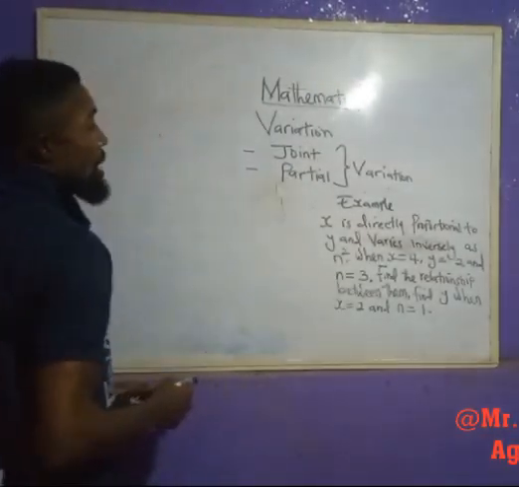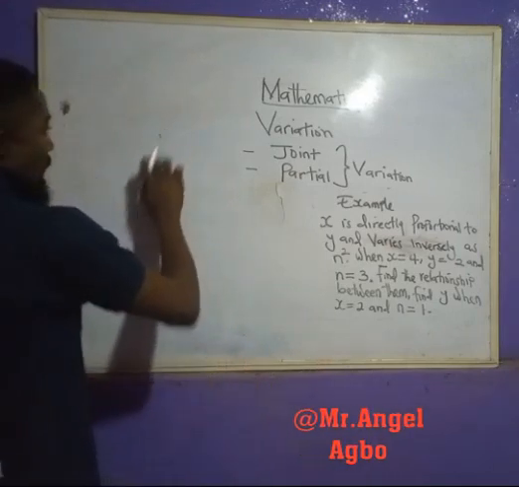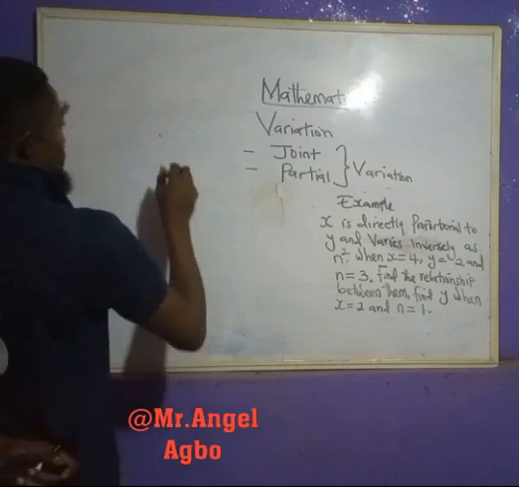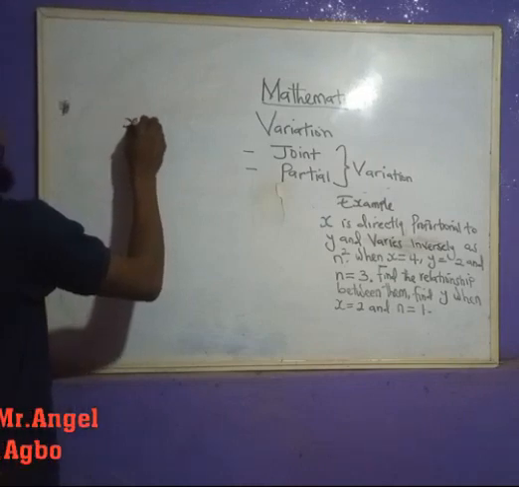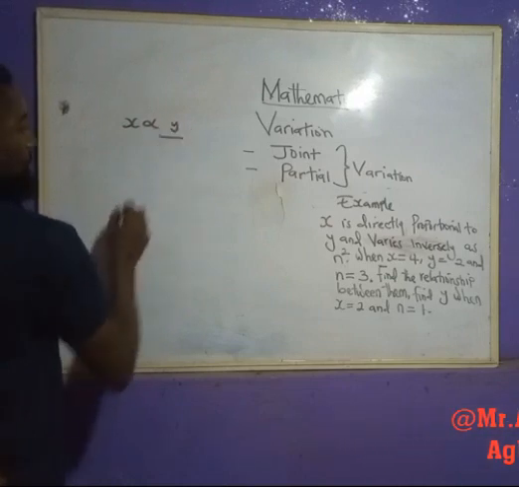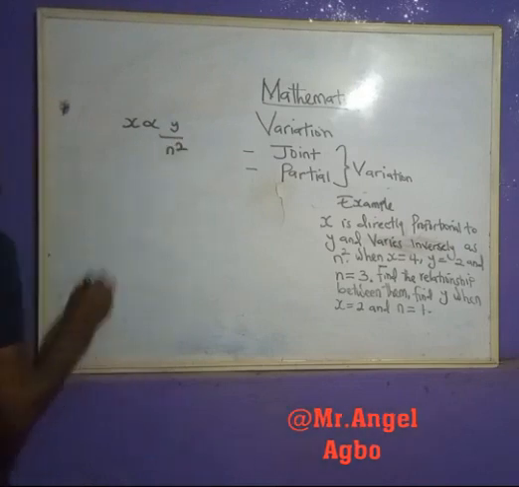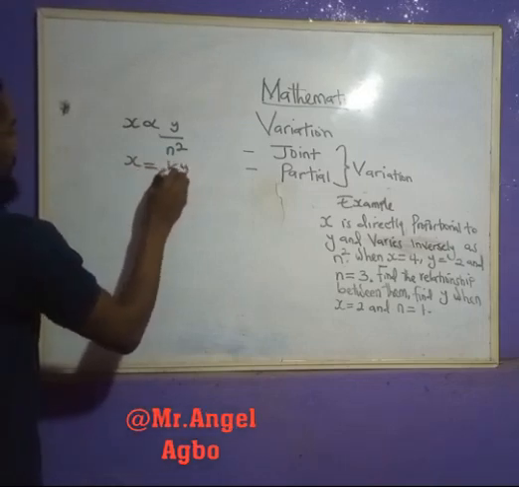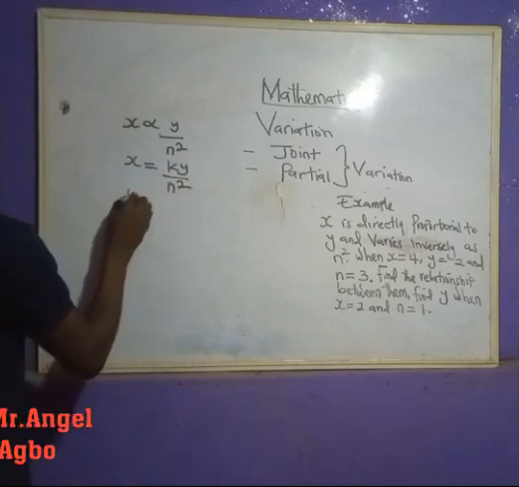Okay, from our former lesson, or the previous one, I explained how a relationship can be formed. So from here, we are going to interpret this statement. It said x is directly proportional to y and varies inversely as n squared. This is just it. So we have it this way: x equals ky divided by n squared, where our k is equal to what?